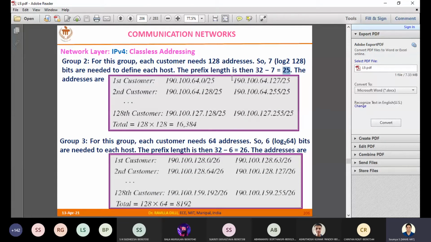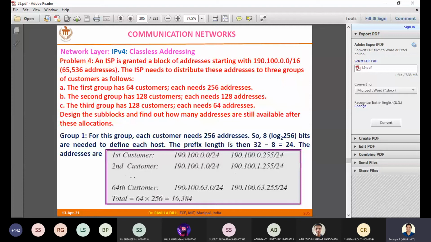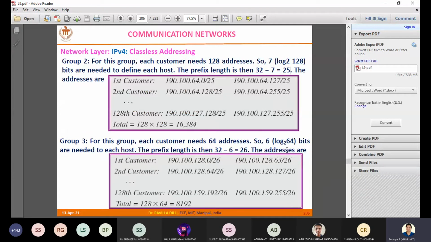Now, in our earlier allocation, we have stopped at 190.100.63.255. So our next allocation will start from 190.100.64.0, isn't it? So 64.0/25, and it will go up to 64.127, because each customer requires 128 addresses. Okay, so similarly that's how it goes on. So 128 into 128 gives us another 16,384. Now similarly the third group, each customer needs 64 addresses.